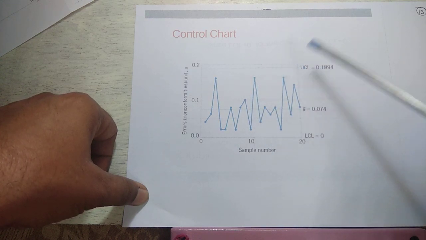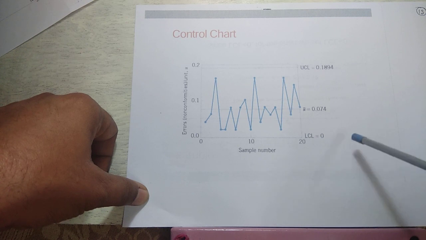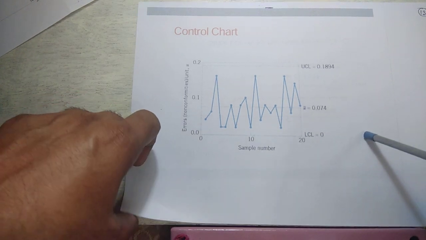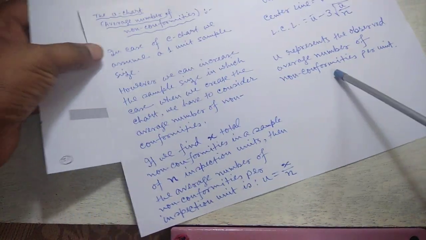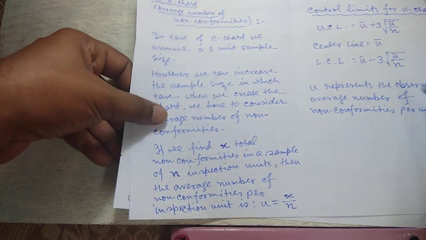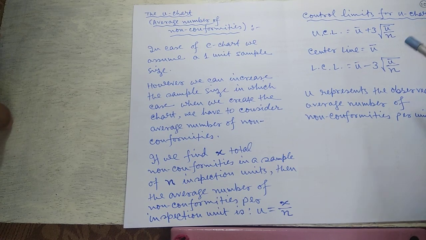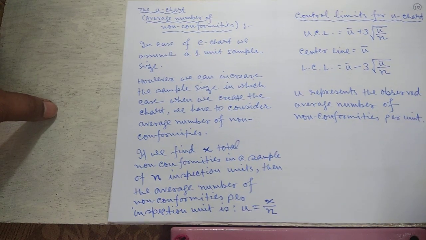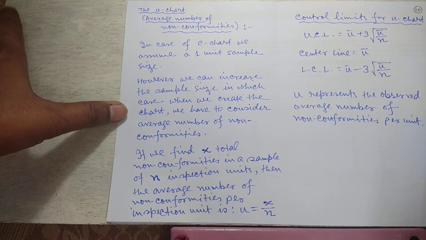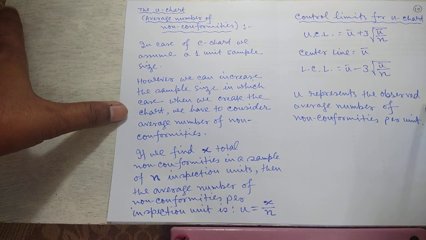Clear? So this is our U chart, or the control chart for average number of non-conformities. Clear? So we have completed our discussions on control charts here. I hope you have learned all types of control charts and you can prepare these control charts.